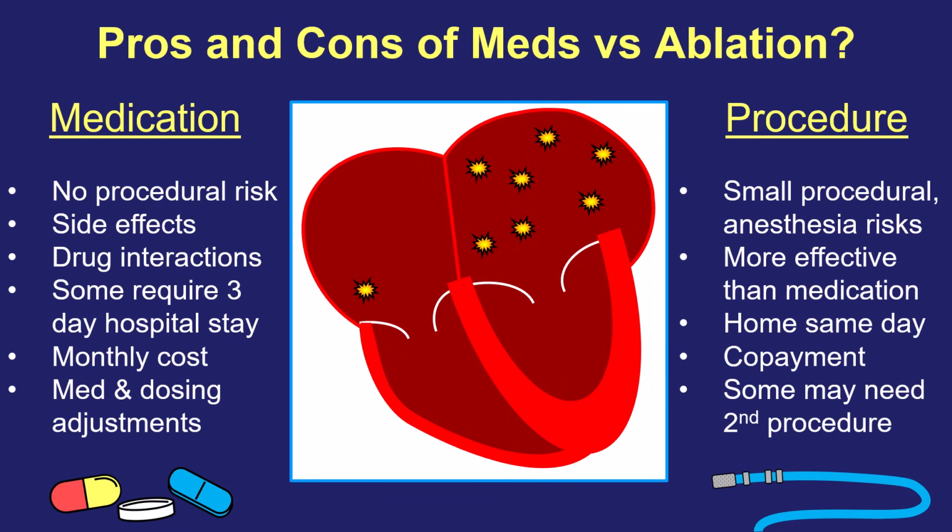Although sometimes this procedure is not 100% perfect, it's not 100% successful. So sometimes people may, weeks, months, or years later, need an additional procedure in order to achieve our goals of trying to suppress A.Fib completely or as much as possible. So that's a small downside of a procedure approach, but the same with medications where sometimes we need to make adjustments to the medications.